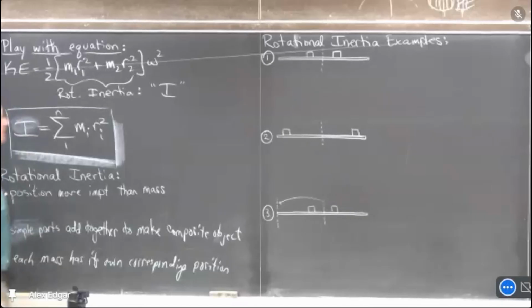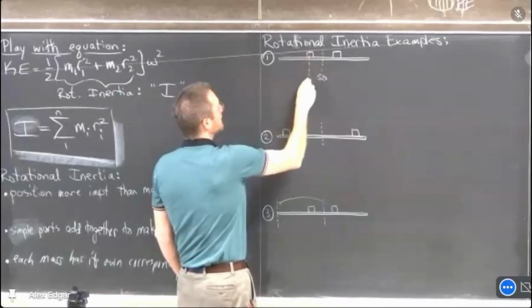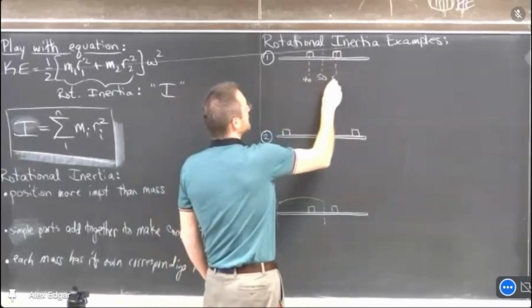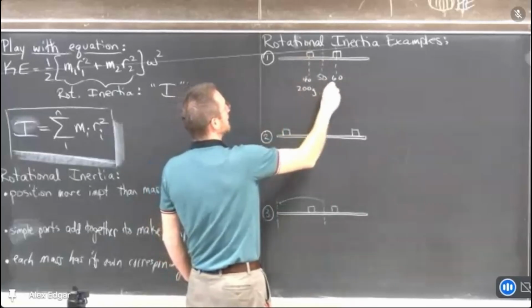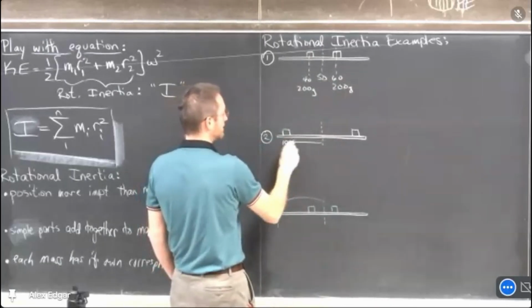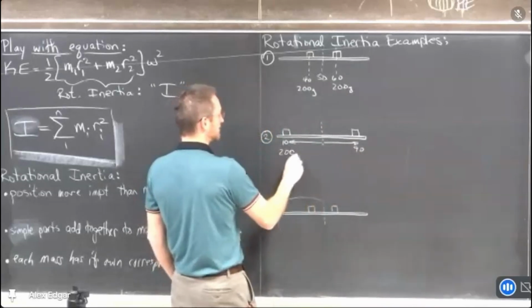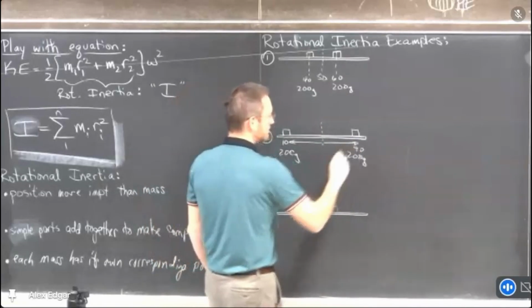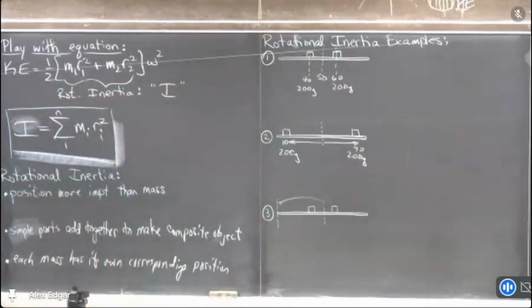So you're spinning it at the 50, and this is at the 40, and this is at the 60, and that mass is 200 grams, and this one is 200 grams, and then this one is at the 10, and this one is at the 90, and this is also 200 grams, and this is 200 grams. All right, that's just the numbers for what you just felt.